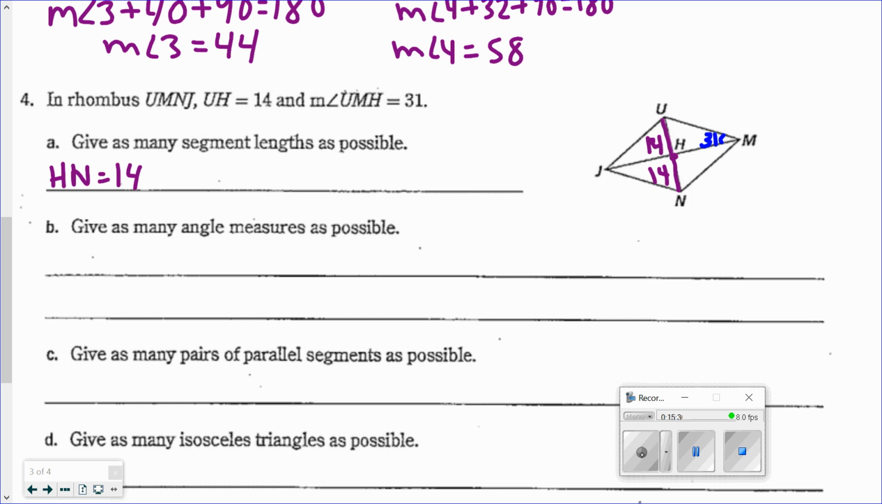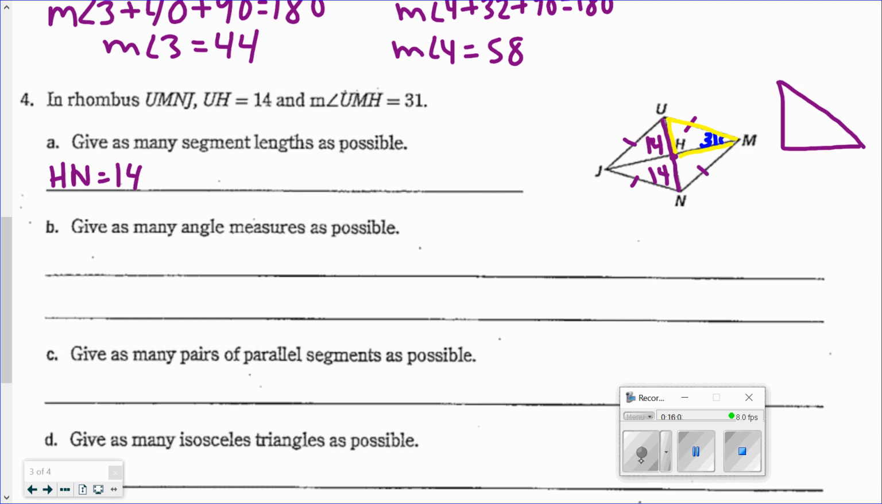Now with the definition of a rhombus, our diagonals are not congruent, which means I don't know anything about JH or HM or that long diagonal JM. So the only diagonal I can focus on is the one I have written down. All right, so next let's figure out our sides here. By definition, a rhombus has 4 congruent sides.